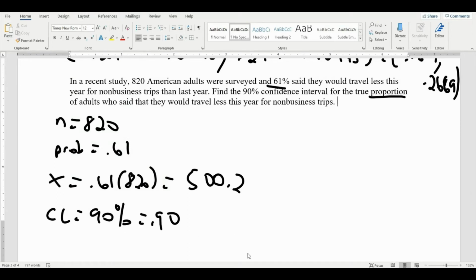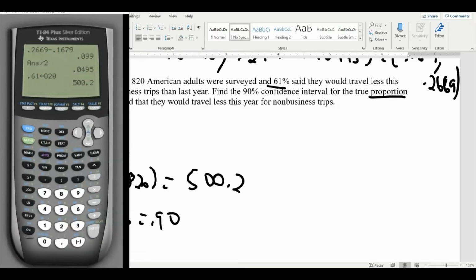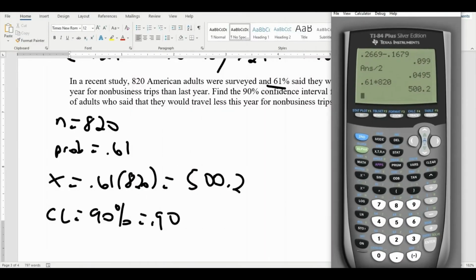So let's take out our calculator and just see what happens. Let's do Stat, Test. You can go down or go up, either way. One Prop Z Interval, or just hit Alpha A if you want to do it that way. The reason why I had to find my x is because I knew I had to type it in there. n is 820. C-level 0.90. Enter. Enter.